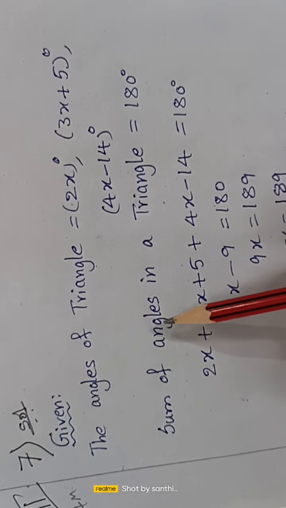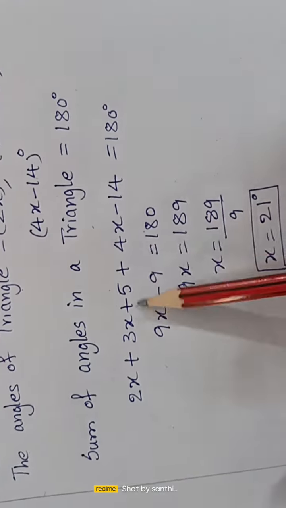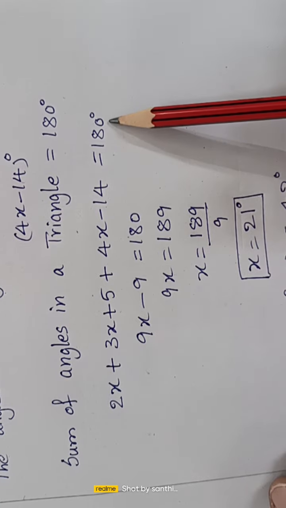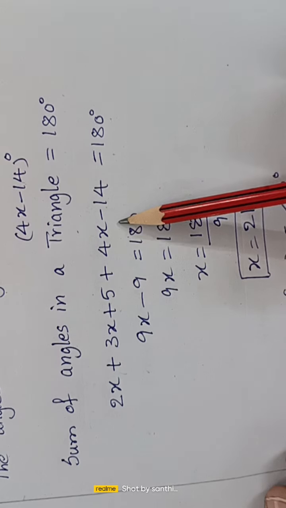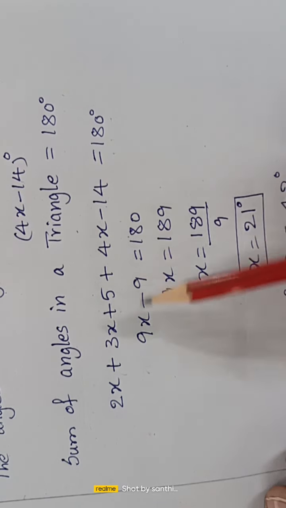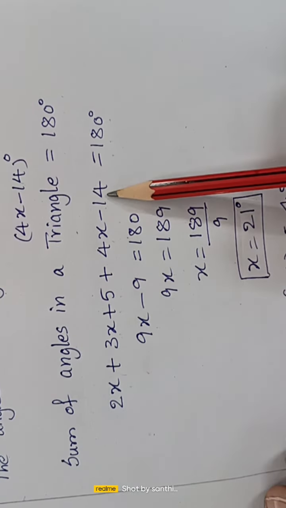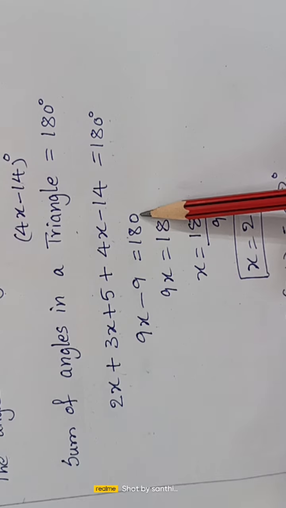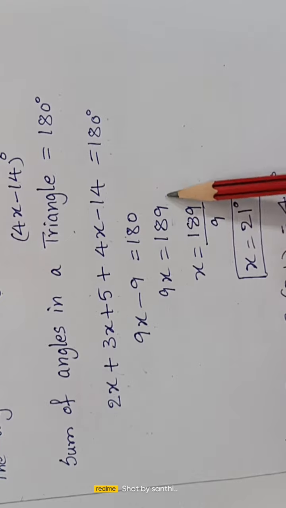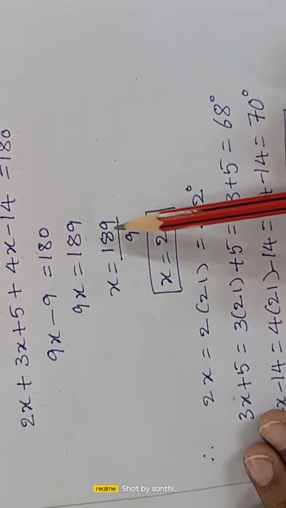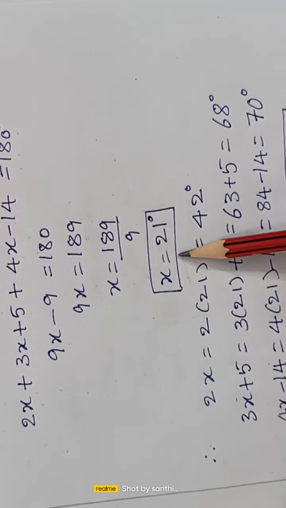We know that sum of angles in a triangle is 180. Then add these three angles and take is equal to 180. 2x plus 3x plus 5 plus 4x minus 14 is equal to 180. Then 2x plus 3x 5x, 5x plus 4x 9x. 5 minus 14 minus 9 is equal to 180. Then 9x is equal to 180, minus 9 goes to that side, plus 9, then 180 plus 9, 189. Then x is equal to 189 by 9, means 9 2s are 18, 9 1s are 9. Then x value is 21 degrees.